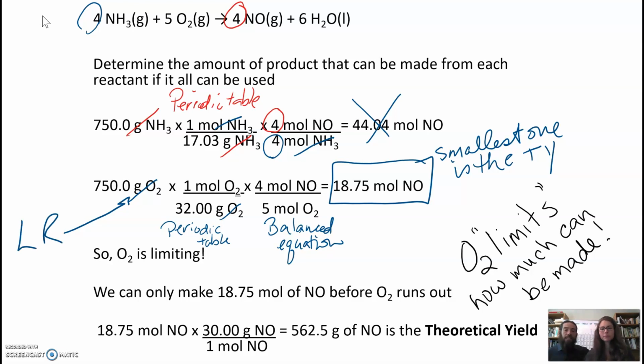That's the limiting reactant. Notice that term, limiting reactant. The answer is going to be a reactant. Sometimes people will write 18.75 mole NO as the limiting reactant, and that is not correct.